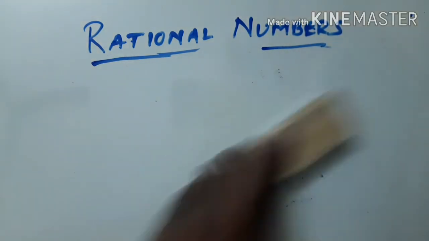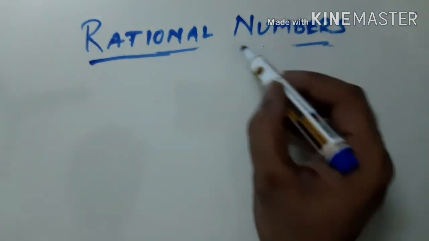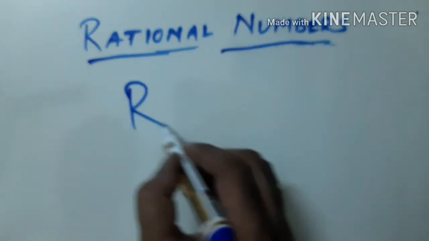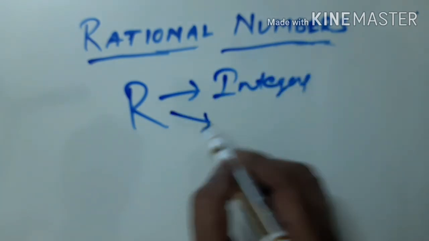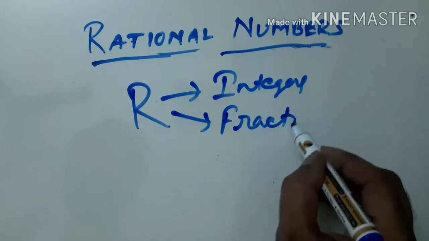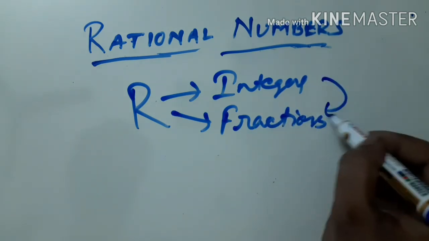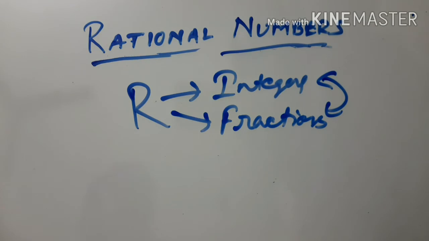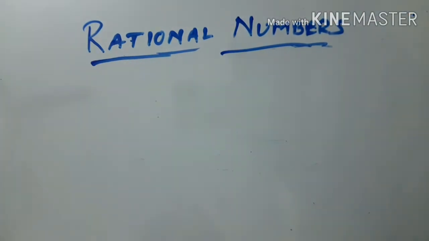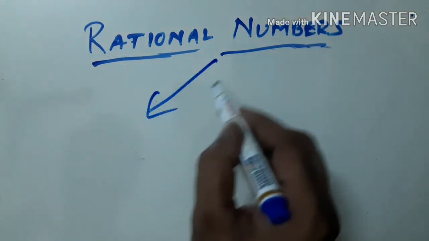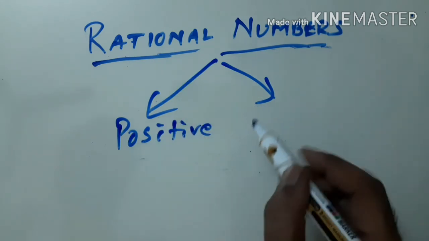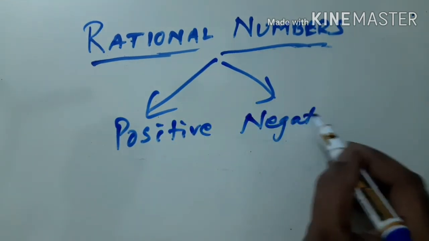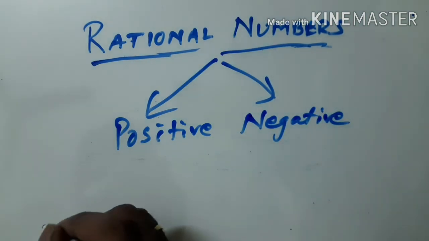Finally, we can say that under rational numbers, we get integers and fractions. So it's a combination of integers and fractions. Now, we have two types of rational numbers. One is a positive and another one is a negative rational number.